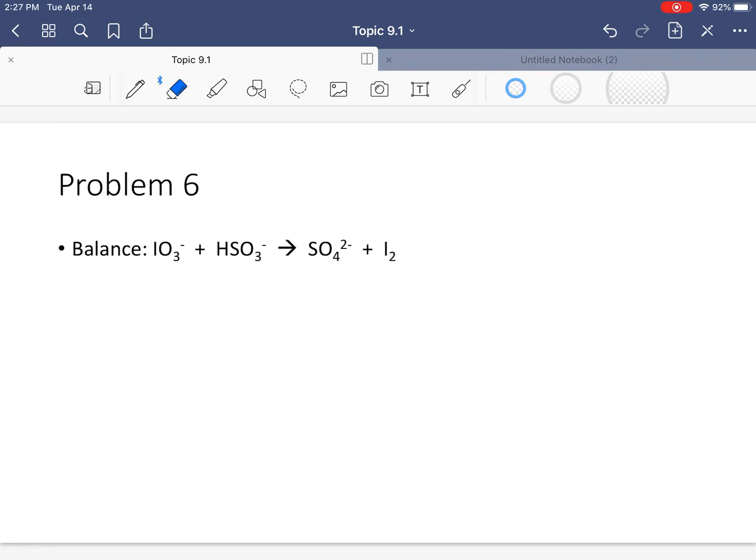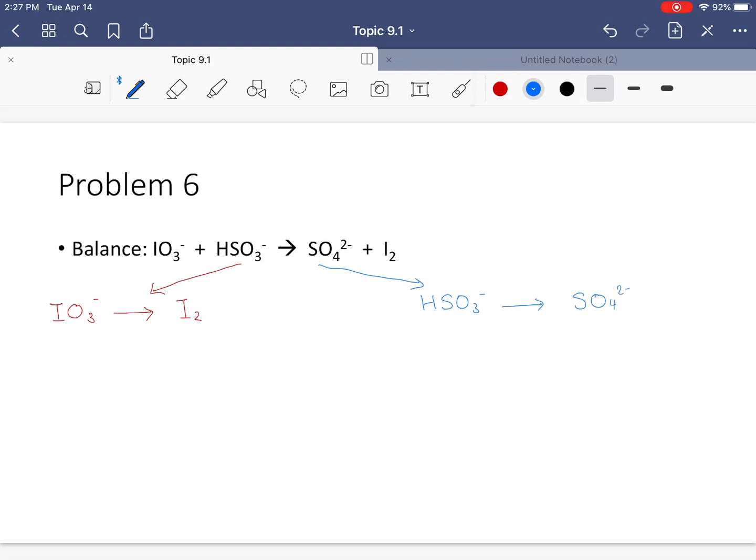Okay, question 6. The first thing we do is divide this into two half reactions. So let's do that quickly. We will divide IO3 to become I2, and HSO3 becoming SO4. So here's my half reaction.